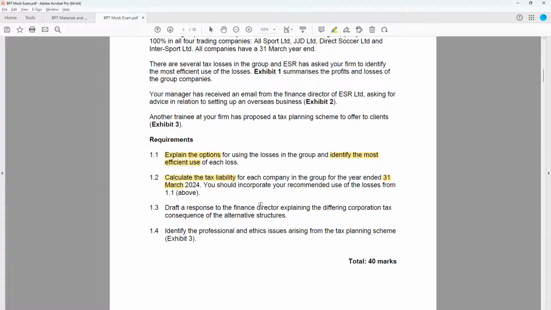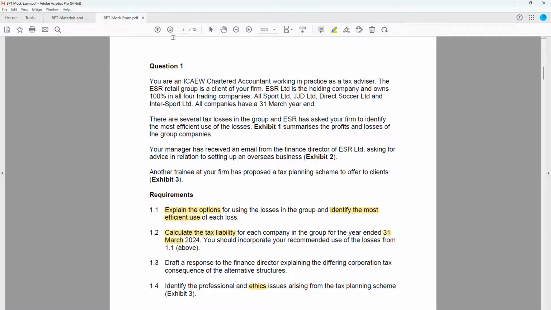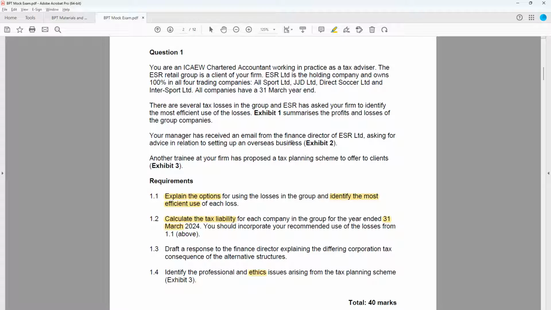That sounds like possibly a separate requirement there and kind of unrelated to this first part. And then we can see here we've got ethics. If you have a quick high level look through, you can see Exhibit 1, Exhibit 2, and Exhibit 3 here. That seems to be for ethics. This is the email from the finance director, so setting up an overseas business presumably relates to this part.